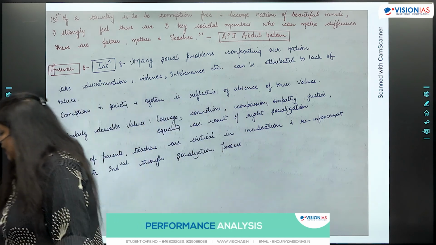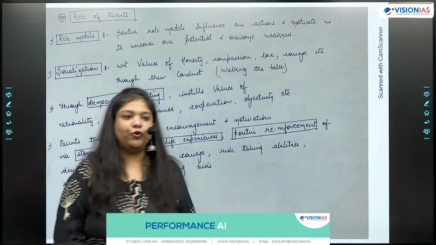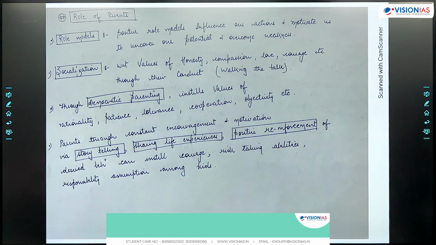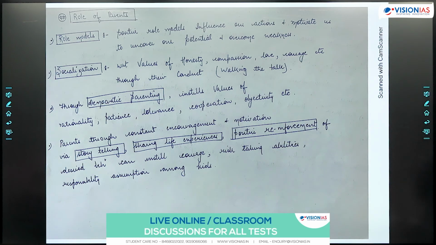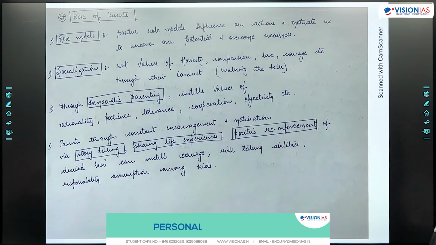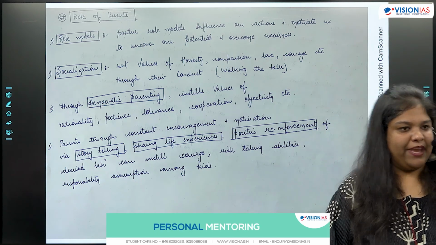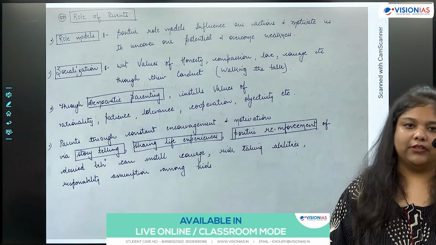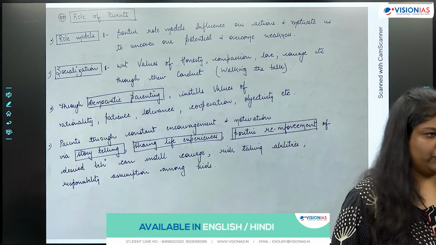However, in the body of the answer, you have to talk about the role of parents and the role of teachers. Now see, the choice is yours. If you don't have much space because it's a 10 marker, you can write role of parents and role of teachers. Or you can write role of mother, role of father, role of teacher. Choice is yours. Is that clear?